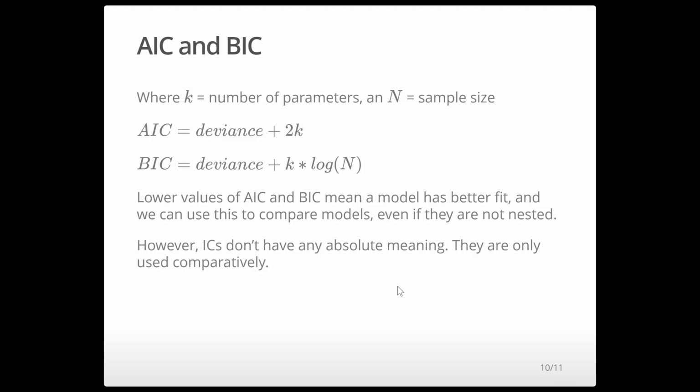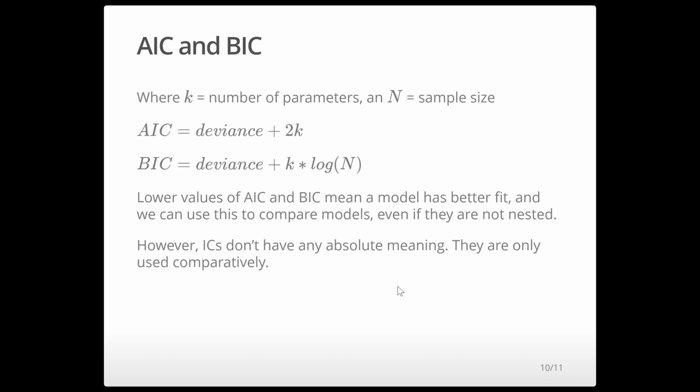The way these are computed is based on the deviance, which remember is -2 times the log likelihood. Where k is the number of parameters and n is the sample size, AIC is the deviance plus 2k. So it's the deviance, which we're trying to reduce, and then it increases it by 2 times the number of parameters. So again, we're penalizing the deviance for having extra parameters. And BIC is a little bit more complicated. It's the deviance plus the number of parameters times the log of the sample size. So it does take the sample size into account here.